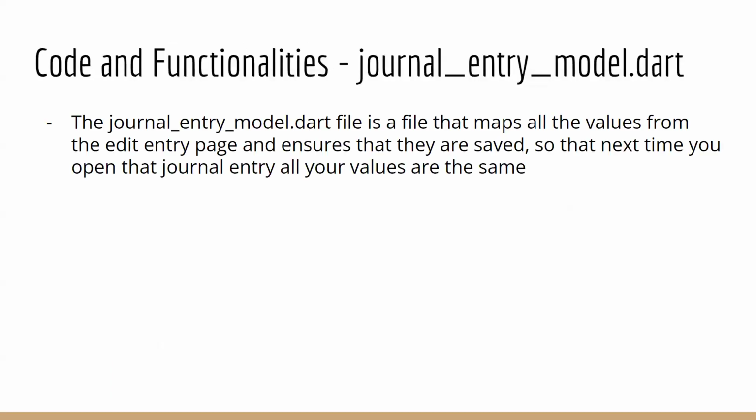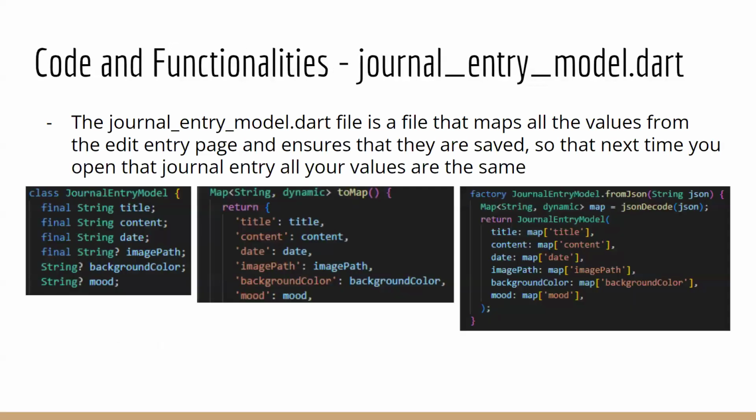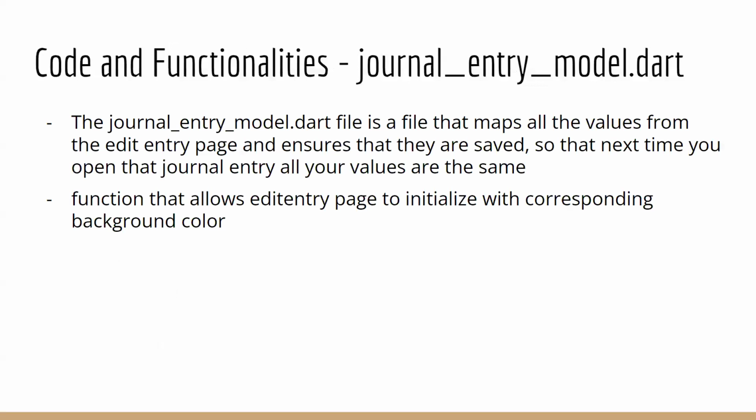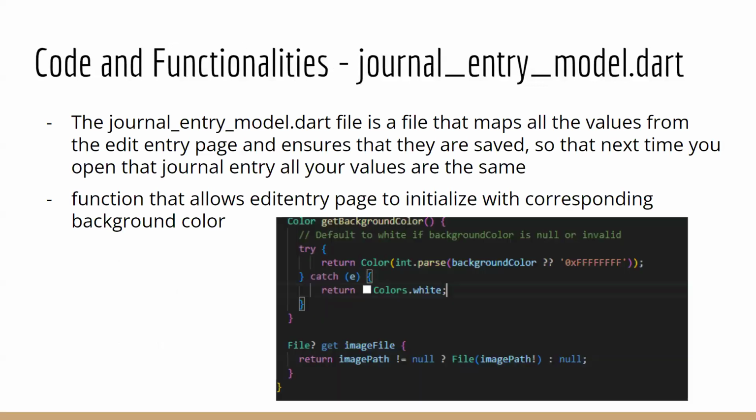The journal entry model file is the one that actually maps all the values from the edit entry page and ensures that they're saved. So next time you open your journal entry, all of your values are the same. So this is what is called upon every time you initialize the state of each entry page.